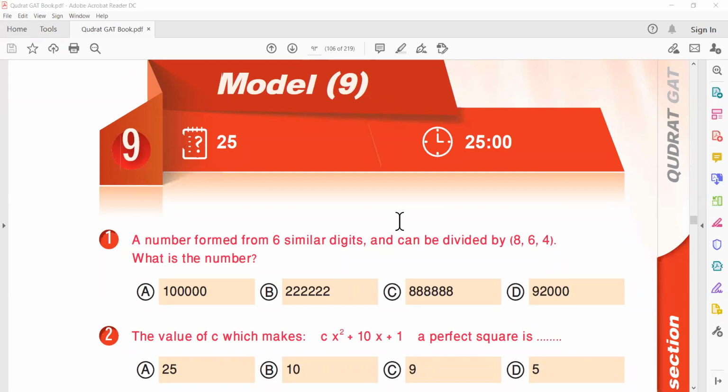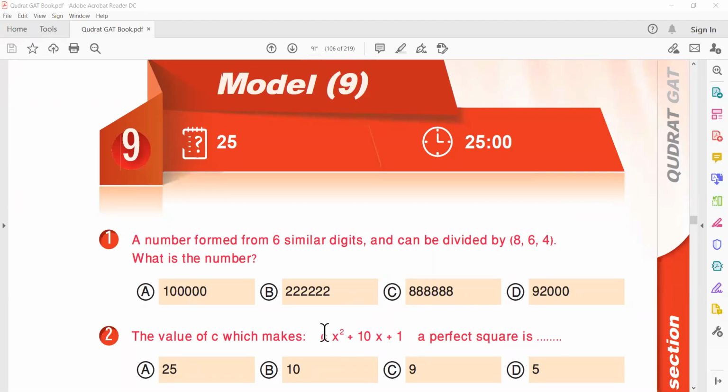Here we want to solve the math section in Modern 9. So we will take some questions and solve them in a short method.